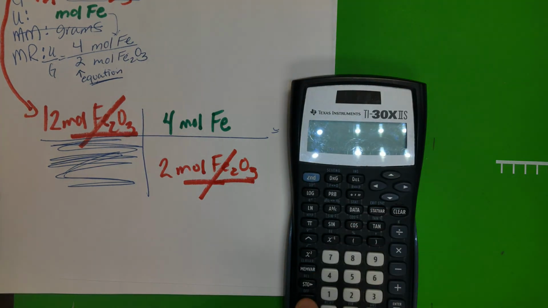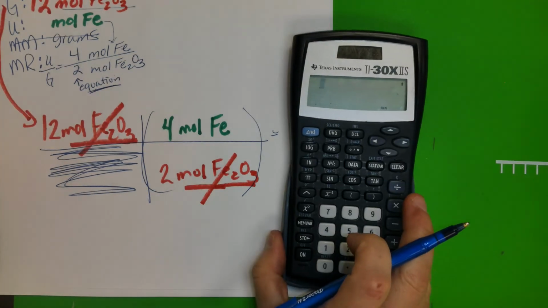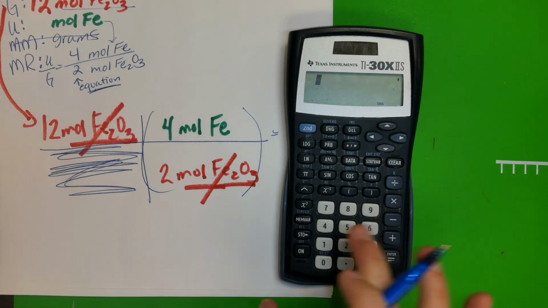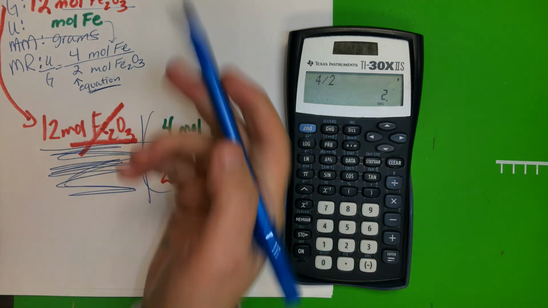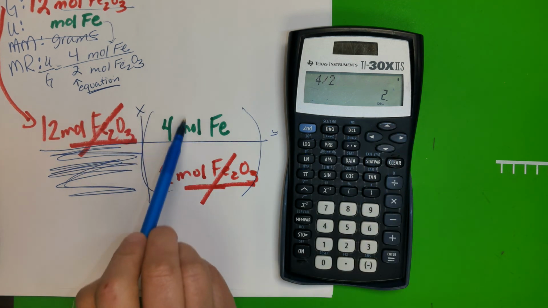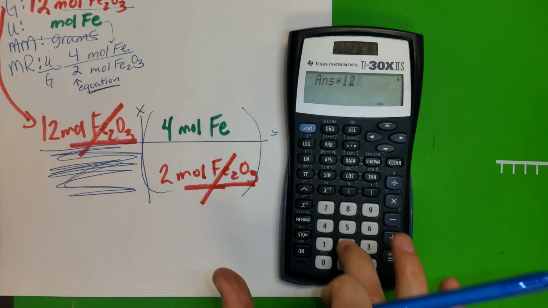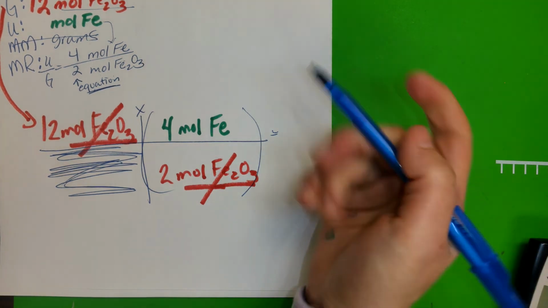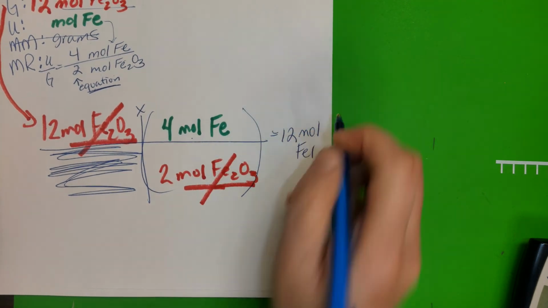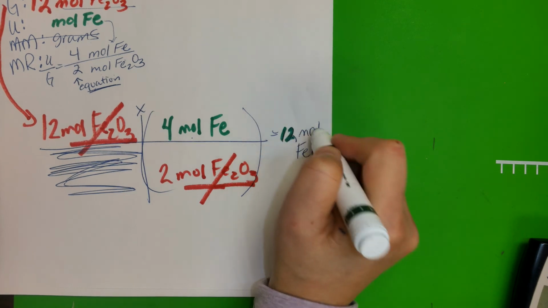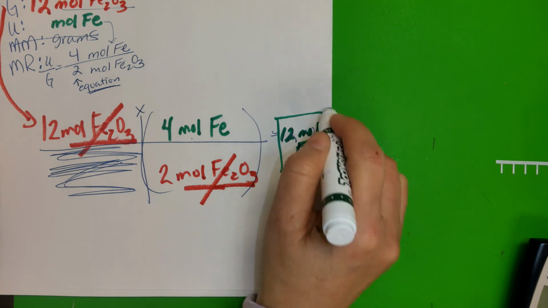Again, all you have to do is remember that this is division. If you don't have a scientific calculator, you can just do it on a basic calculator. First divide: 4 divided by 2 equals 2. So this is 2. Then 12 times 2, you multiply it by 12, and that should give you 24 moles of iron. So that is your answer.